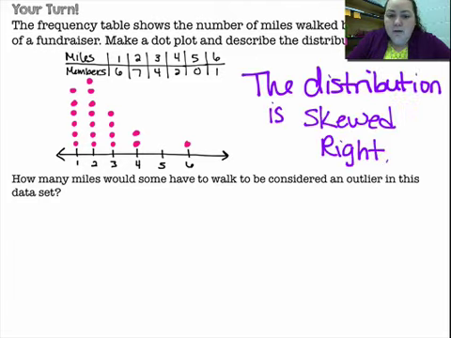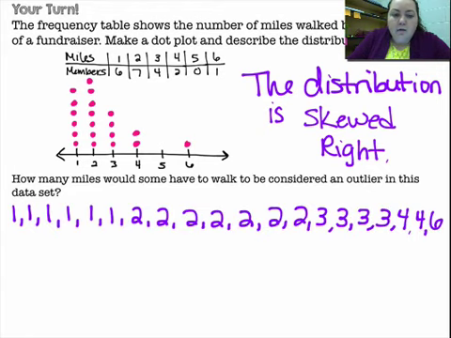Okay, they wanted us to describe it. So this distribution is skewed to the right. Okay, you can see that the tail's kind of being pulled over toward the right. How many miles would someone have to walk to be considered an outlier? All right, well, here's all the miles. I had 6 1s, 7 2s, 4 3s, 2 4s, and 1 6.